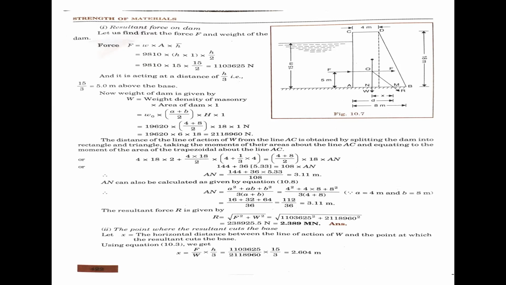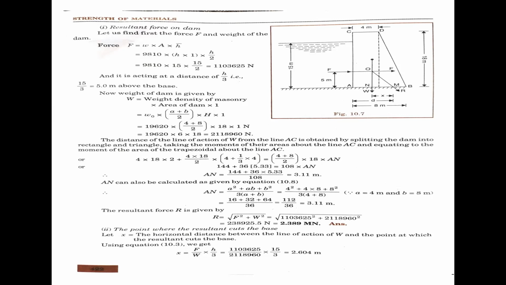The resultant force R is given by the root of F square plus W square, that equals 11,03625 whole square plus 211,8960 whole square. Now that equals 238925.5 newtons, that equals 2.389 mega newtons. Converting to mega newtons, that is the resultant force.